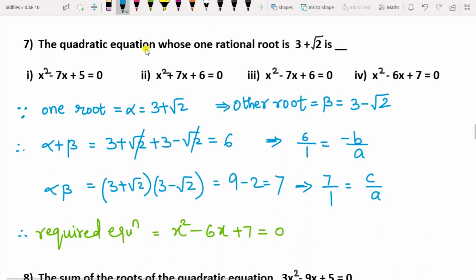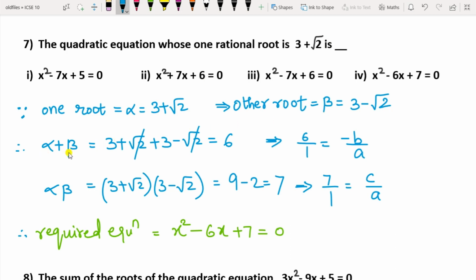Question 7. The quadratic equation whose one rational root is 3 plus root 2 is. So you have to show what is the quadratic equation whose one of the roots is 3 plus root 2. As we know for a quadratic equation, alpha is the root with positive sign and beta is the root with negative sign. So if one of the roots is given, let it be alpha, 3 plus root 2, and therefore the other root beta will be 3 minus root 2.